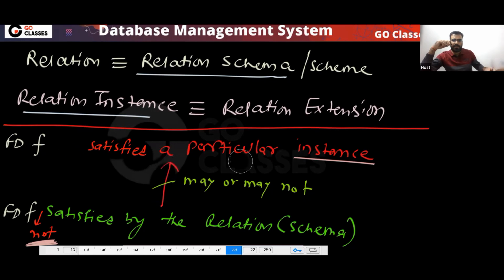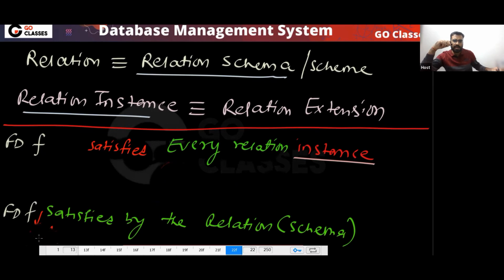Another thing, tell me, if it is satisfied by every relation instance, now what can you say? If it is satisfied by every relation instance, then it will be satisfied by the schema also. So this is the correspondence. And if it is satisfied by the schema, then it will be satisfied by every relation instance. Clear? This is a bijection, your if and only if bijection.